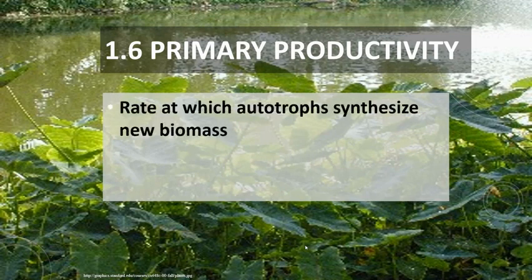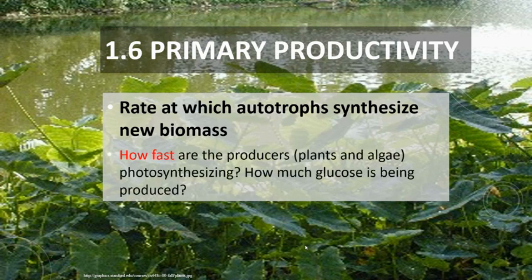We're going to consider primary productivity to be the rate at which autotrophs create new biomass. And the question we're trying to answer is how fast are producers photosynthesizing? How much energy is being produced? Based on what we learned about energy pyramids, this is important in order for us to understand how well the energy pyramids, biomass pyramids, and so forth are being supported by the producers at the bottom of those pyramids.